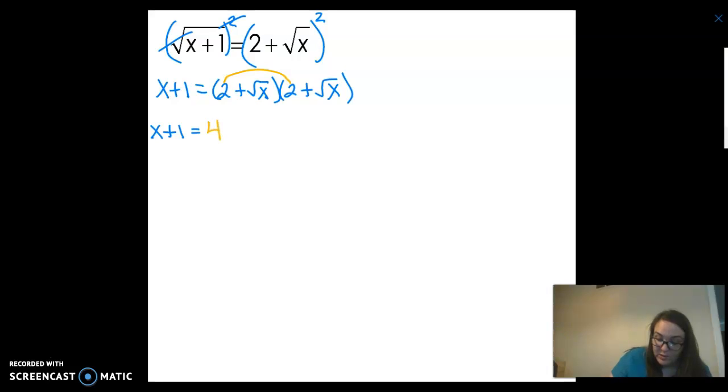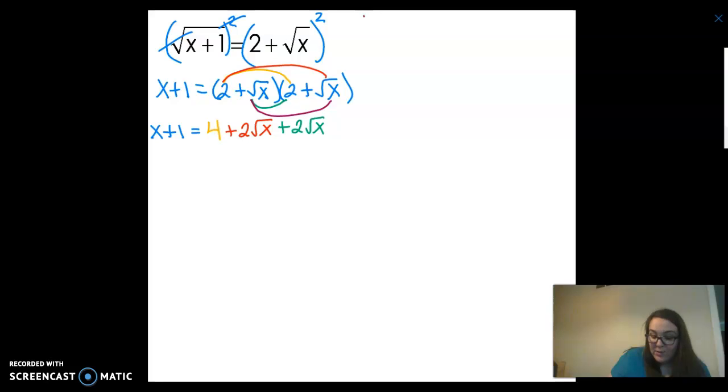Then I am going to do 2 times the square root of x, which is 2 square root of x. Then I am going to now distribute the square root of x. Square root of x times 2 is also 2 square root of x. And then finally, I am going to distribute the square root of x times square root of x.